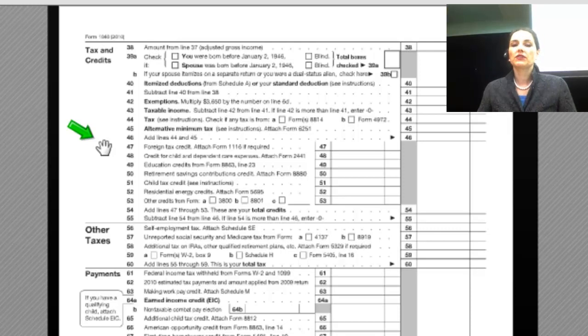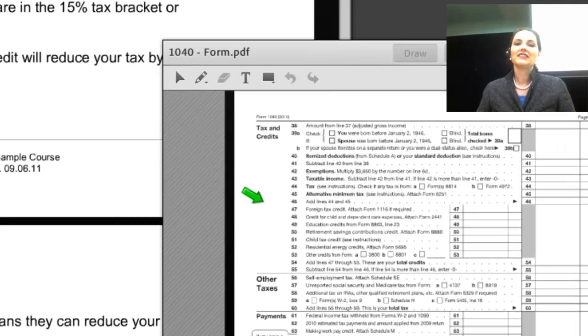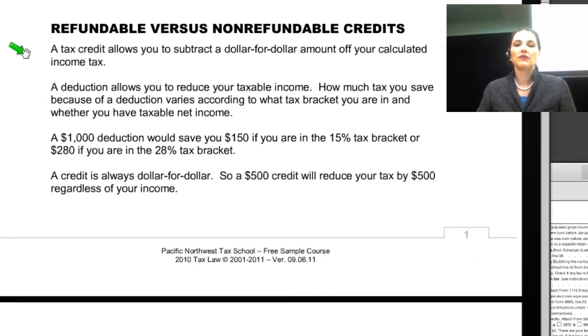And that would be impossible to cover in just a short class that we have today. But I am going to give you some basics about individual tax preparation to put you on the right foot. And we're going to begin with a discussion of the difference between a refundable and a non-refundable credit.